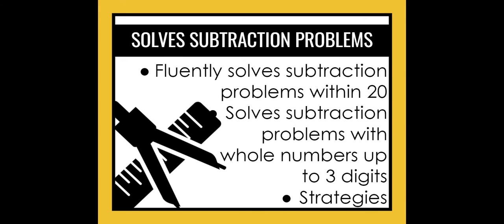So our next category is solving subtraction problems. And this is the same as addition. We want them to fluently solve subtraction problems within 20. So we also want them to be able to fluently subtract. So we want to master addition and then move on to subtraction, because we do move up to those 2 and 3 digit subtraction problems as well.